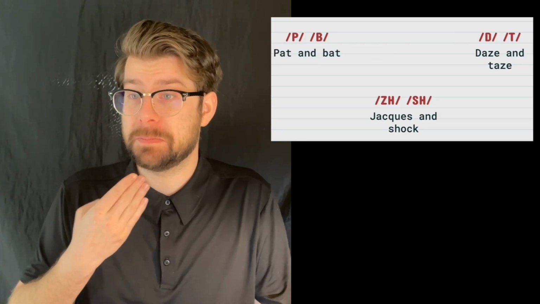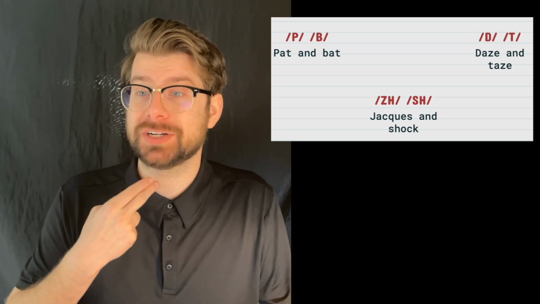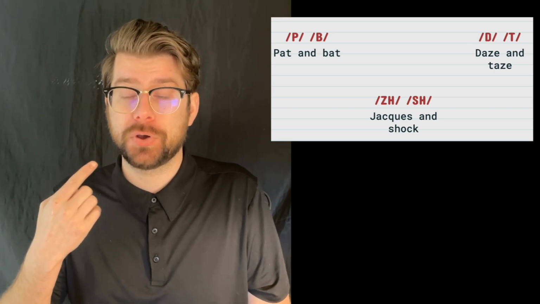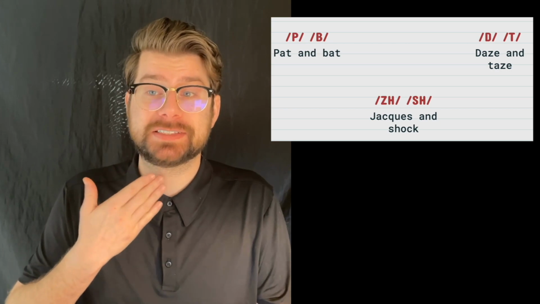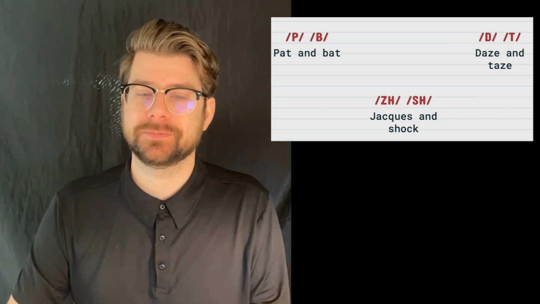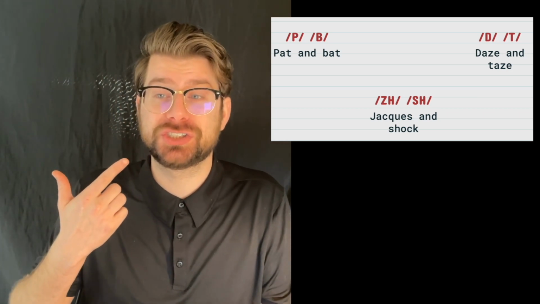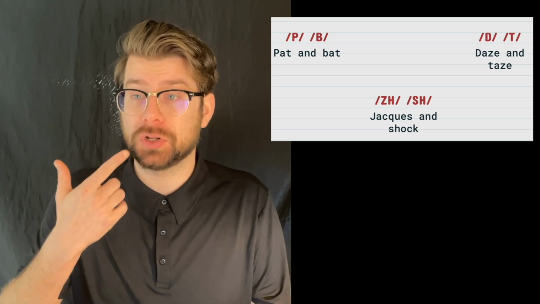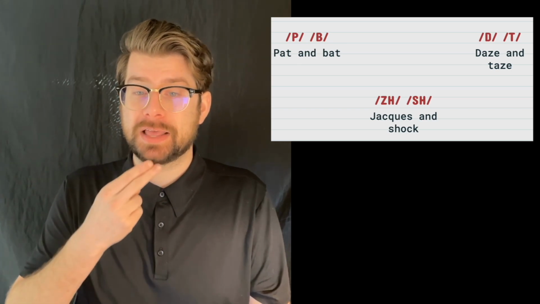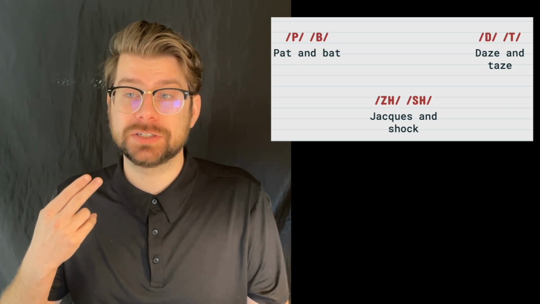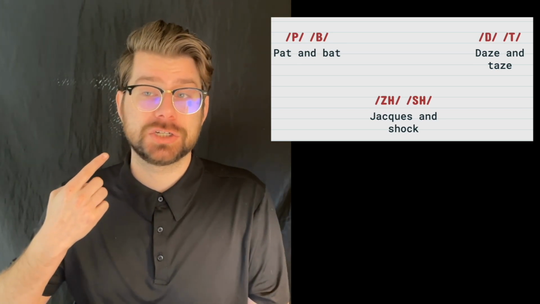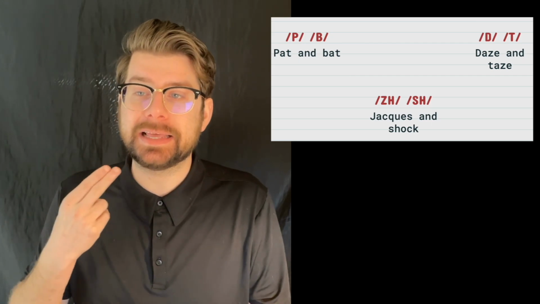Now we can cue more minimal pairs, which are words that differ in one sound. So we have p and b, which look the same on the mouth. So we have pat and bat. Zh and sh are the same visually. So we have Jacques and shock. Then we have dazed and tased. Pat, bat, Jacques, shock, and daze and tase.